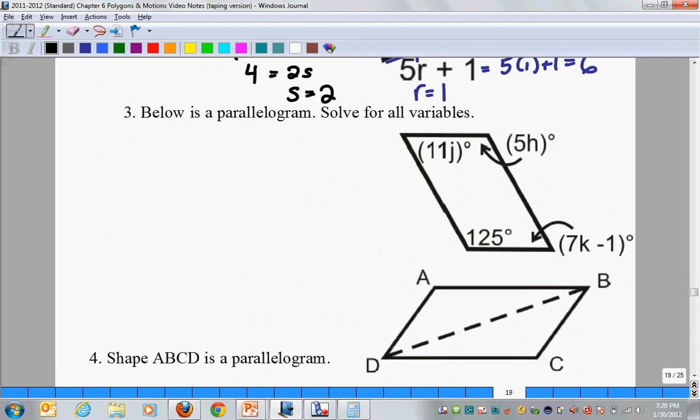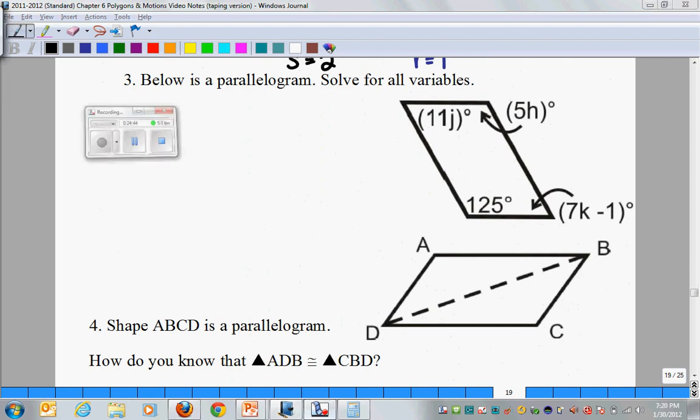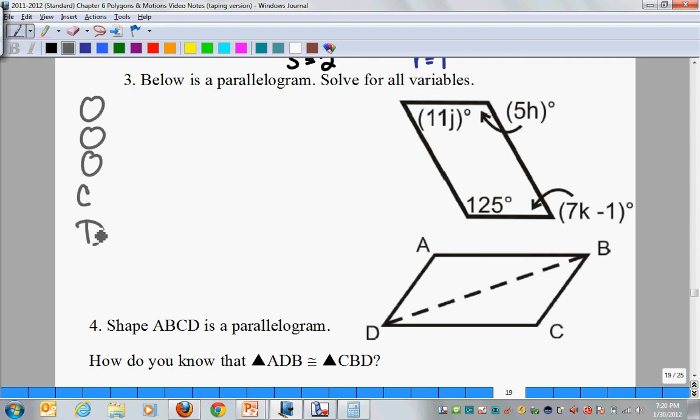Let's take a look at number 3. It says, below is a parallelogram, solve for all variables. Remember, we have O, C, D. And the couple things that we know specifically about angles is we know that opposite angles are congruent and consecutive angles are supplementary. So let's see what we can do with the two of those.